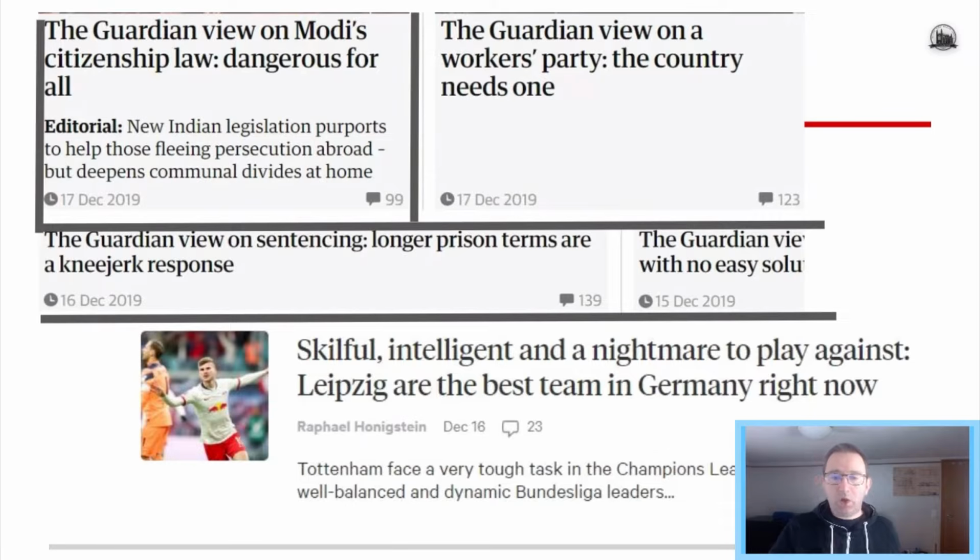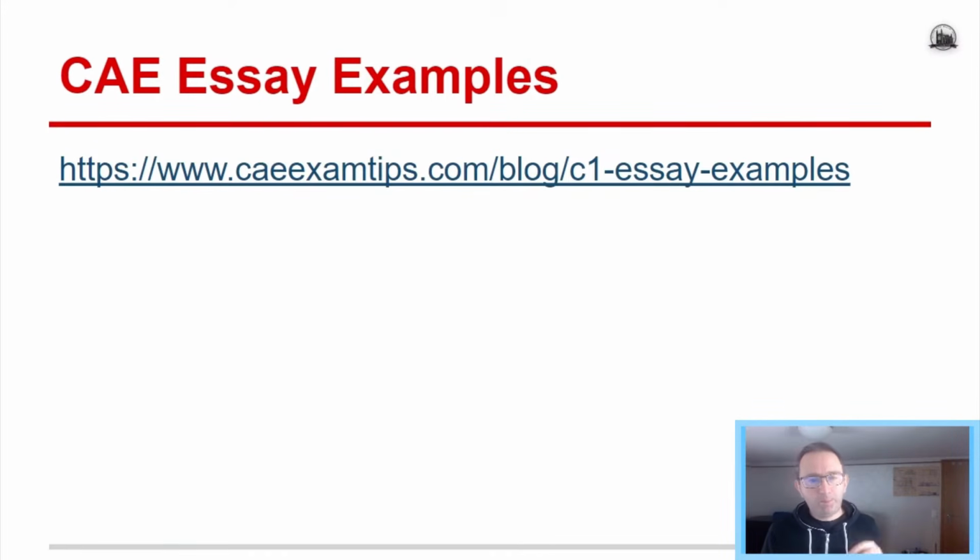The next one, "Longer prison terms are a knee-jerk response." So the argument there is there's no point keeping people in prison for a long time. If I read that, I would expect to find 4 or 5 reasons why long prison terms are a bad idea, right? You get the idea. These are essays, essays in real life. But we're not in real life, we're in the Cambridge exam.